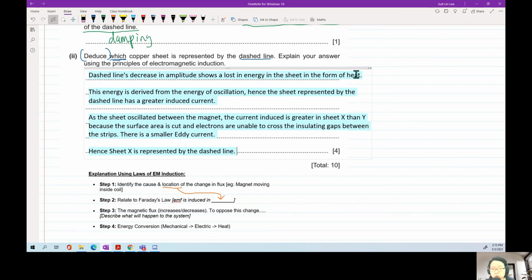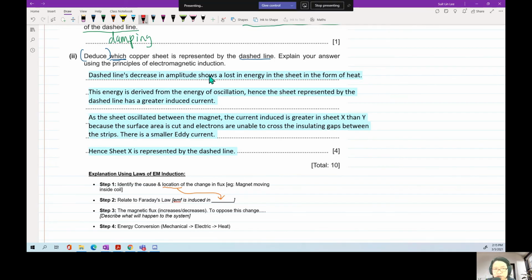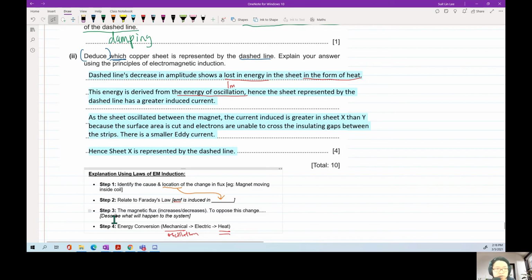Okay, so I'm guessing that the mark scheme says the dashed line's decrease in amplitude shows that there's a loss in energy in the form of heat derived from the energy of oscillation. Here is 1 mark. That means you understand the idea that there is a decrease in energy, and it comes from the energy of oscillation and is dissipated as heat. There, mechanical, which is oscillation, will eventually go to heat. Okay, in the form of heat.